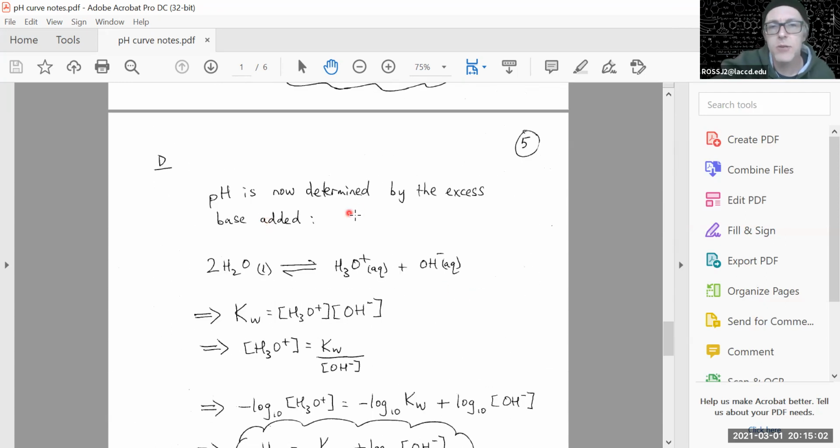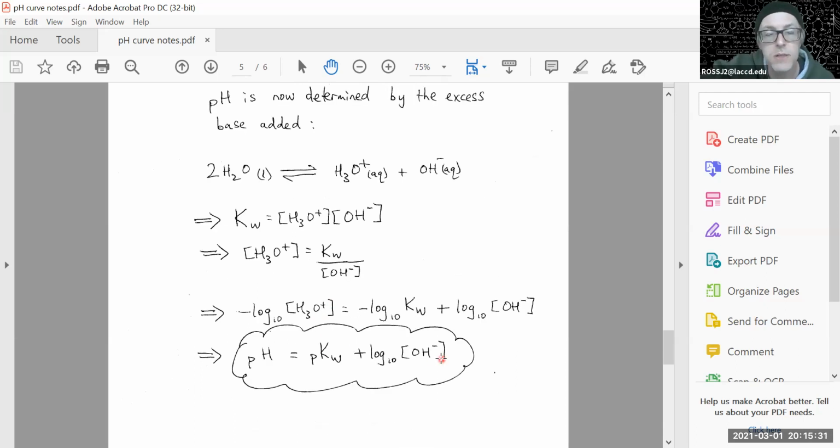So the pH is now just determined by the excess base added. So we've just got a bucket full of water here with excess base in it. So let's look at the autoionization of water. 2 lots of water dissociate to give hydronium and hydroxide. We've got the autoionization constant of water, which is the product of hydronium and hydroxide. We solve for hydronium, we get Kw over OH minus.